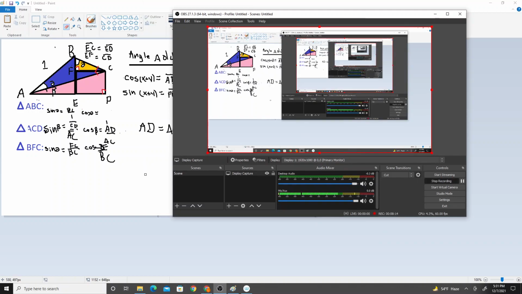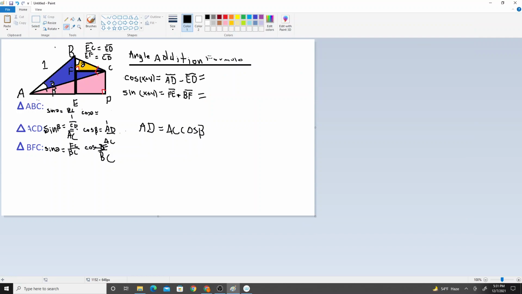Alright guys, sorry, I'm back. I found a mistake. When we did the ABC triangle, I wrote the wrong side of the triangle for the cosine. That one should actually be cosine. The adjacent is AC and it's over 1, so AC over 1. So that means when we plug in AC for here, AC is equal to cosine A. So for AD, we can make the substitution right here.